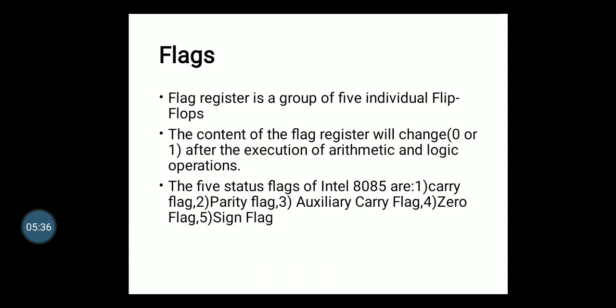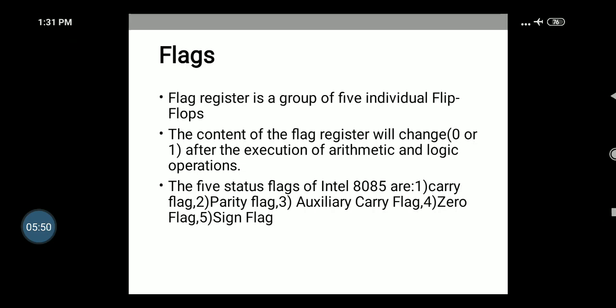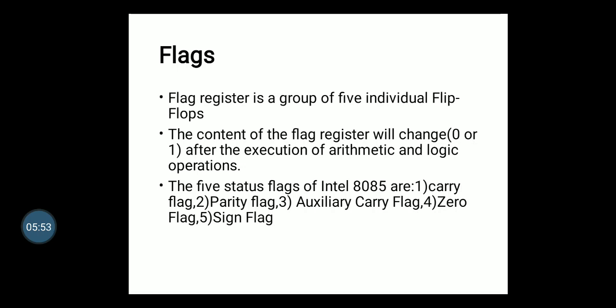Next one is the flag register. Flag register is a group of 5 individual flip-flops. The content of the flag register will change from 0 or 1 after the execution of arithmetic and logic operations. The 5 status flags of Intel 8085 are carry flag, parity flag, auxiliary carry flag, zero flag and sign flag.